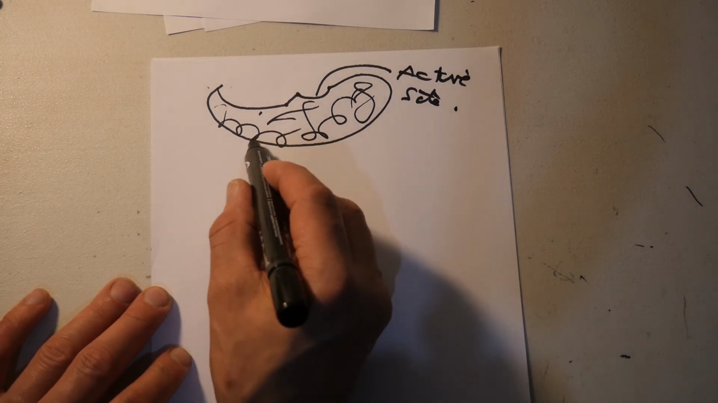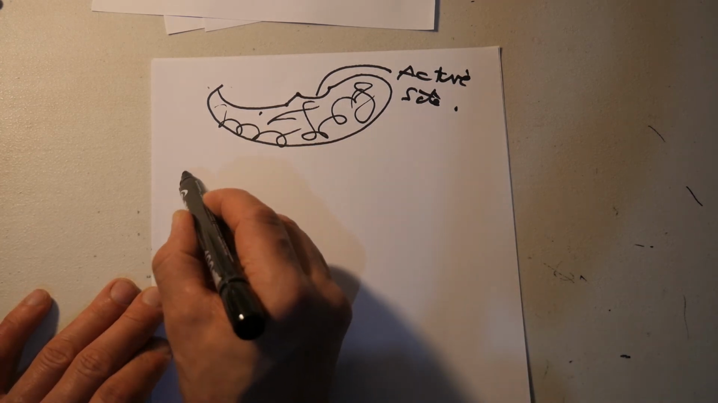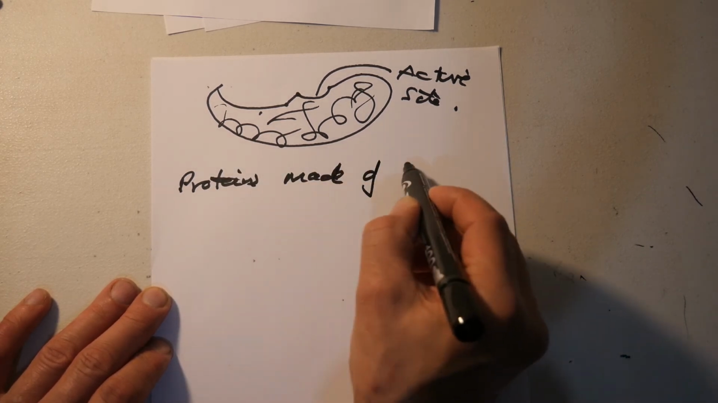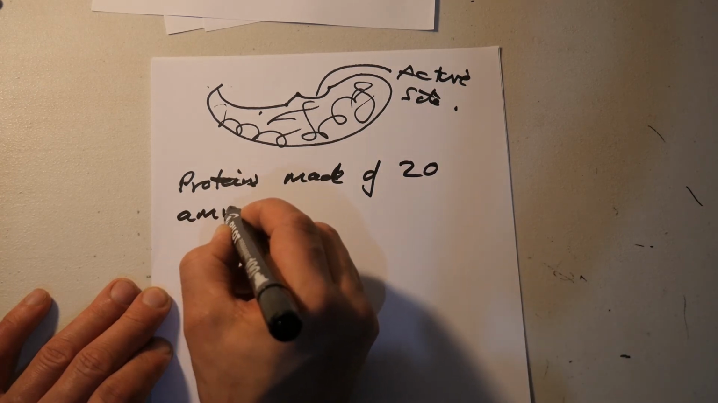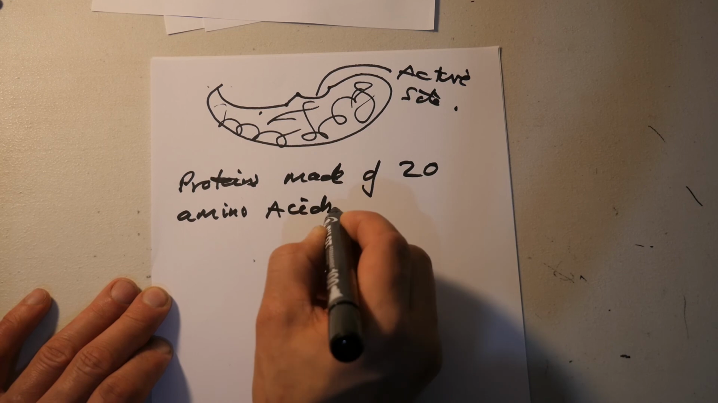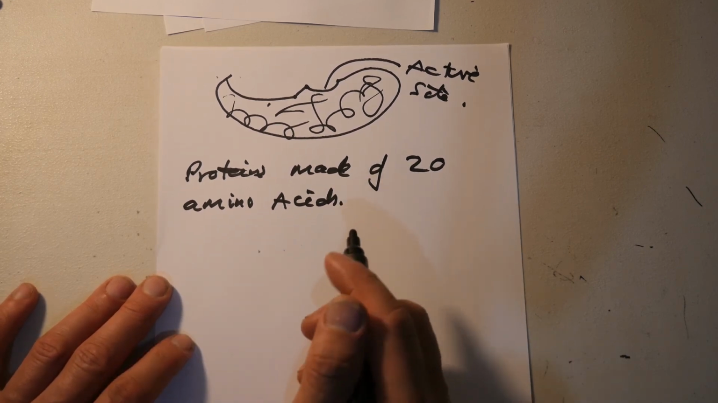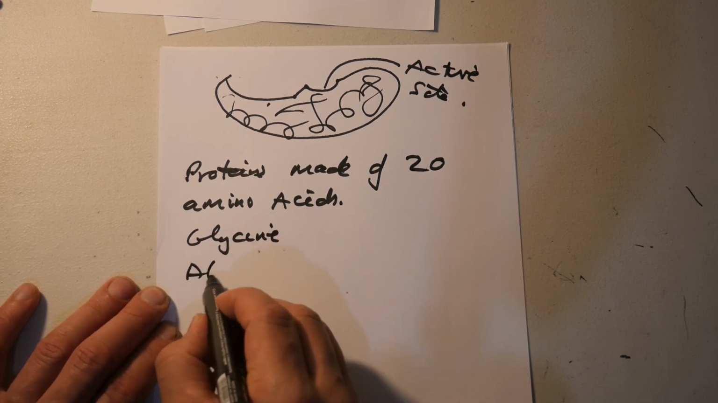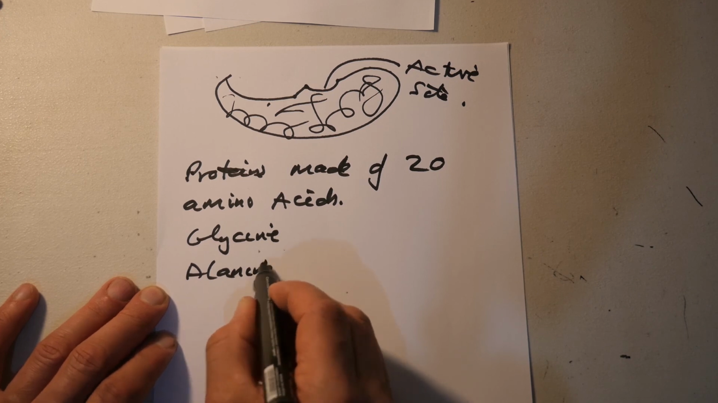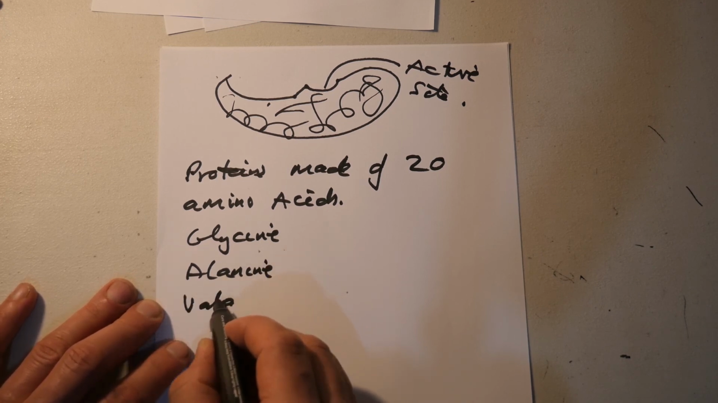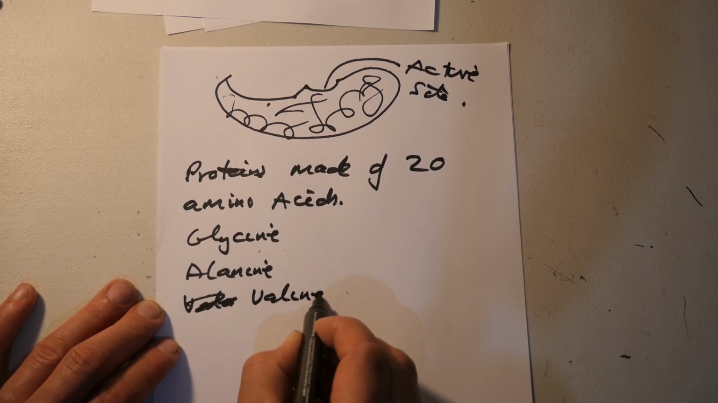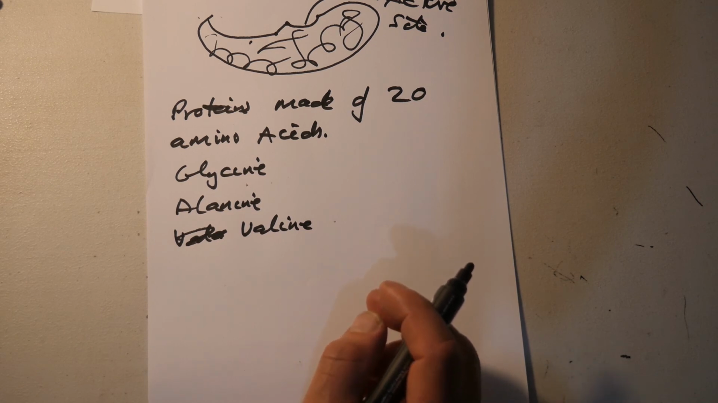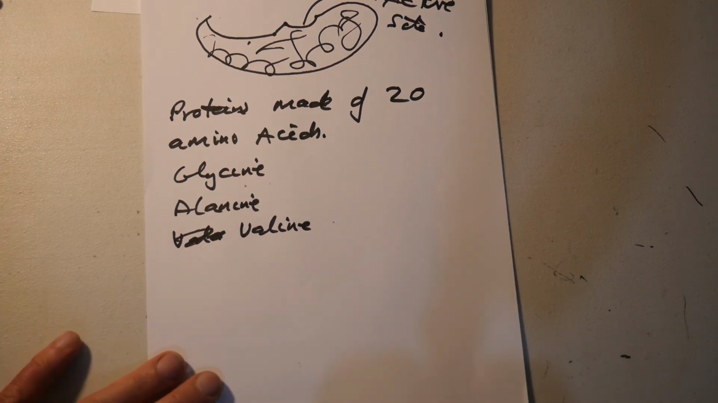And these are made of amino acids, so proteins are made of 20 amino acids. Okay. Such examples are glycine, alanine, and valine. And there are others. Okay. So yeah, we'll stop there for the moment.